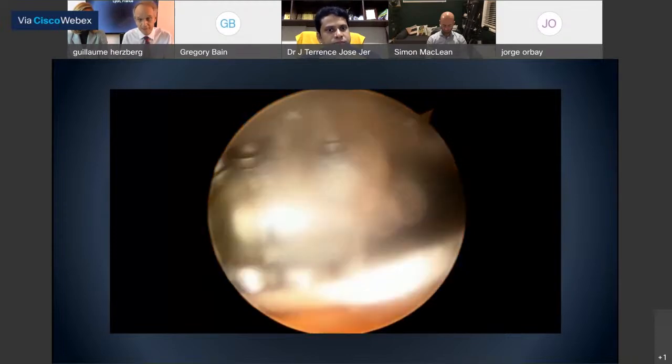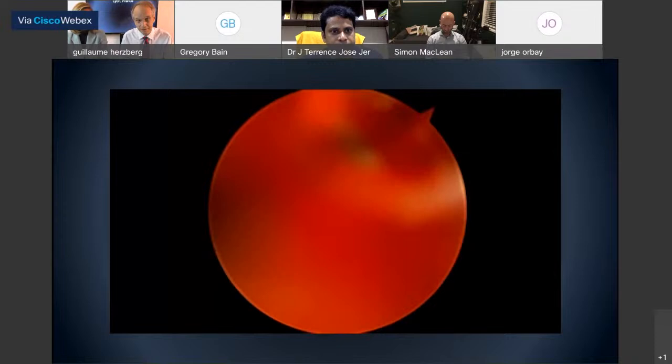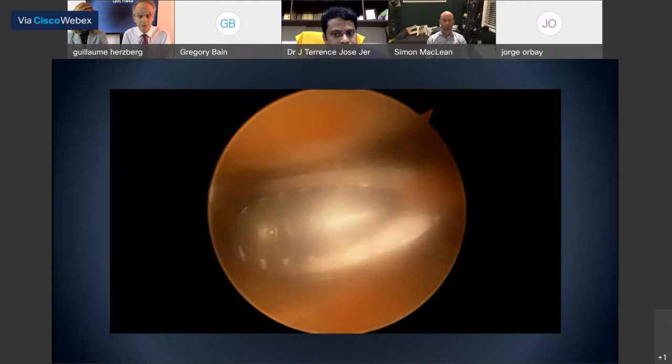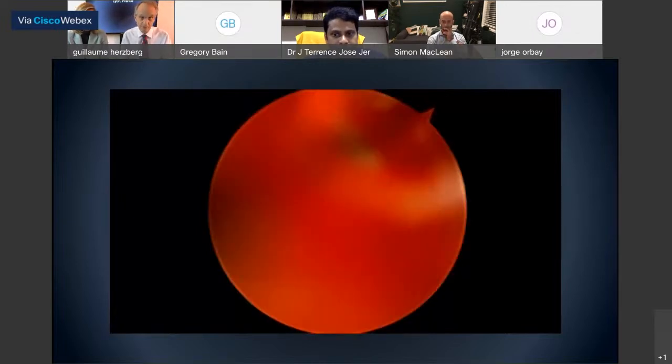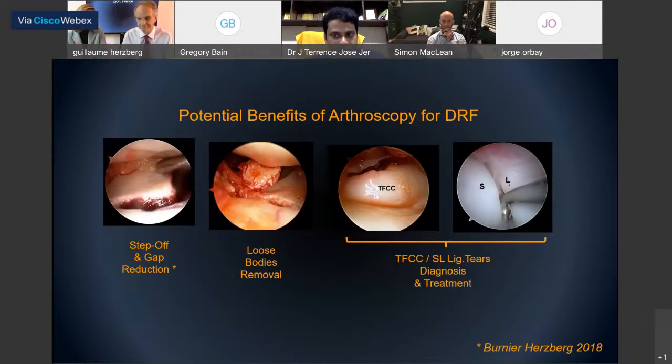If you use the automatic washout technique, which is a variant of Packy's dry arthroscopy technique, you will discover things. And the beauty is that you discover what Greg Bain alluded to previously, which are the bony injuries and the ligamentous lesions. And with the automatic washout, you can remain dry, which is especially useful for the distal radius fracture. One more thing about arthroscopy in the fracture is that you can, of course, assess and reduce the step-off and the gap, but as mentioned previously, remove loose bodies, and finally diagnose and treat the ligamentous tears, just like TFCC or scapholunate tears.